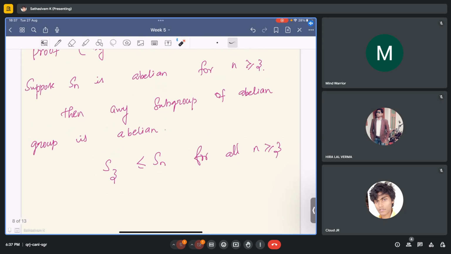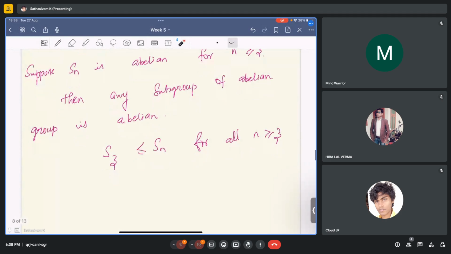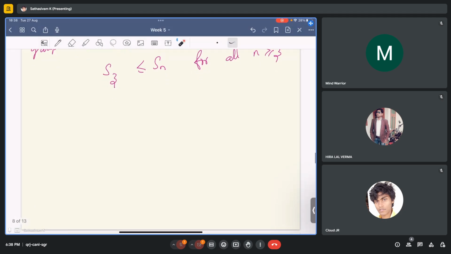What I'm trying to say is, if Sn is abelian, then S3 must be abelian. So what we will prove is that S3 is non-abelian. If you prove S3 is non-abelian, that gives a contradiction, and hence Sn cannot be abelian. You can directly prove it also, but let's prove that S3 is non-abelian.